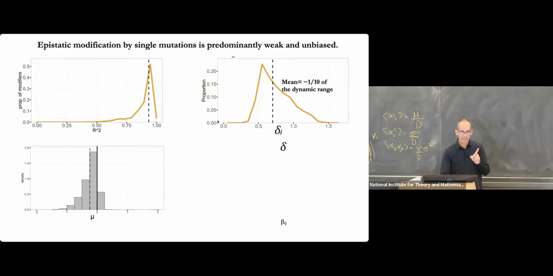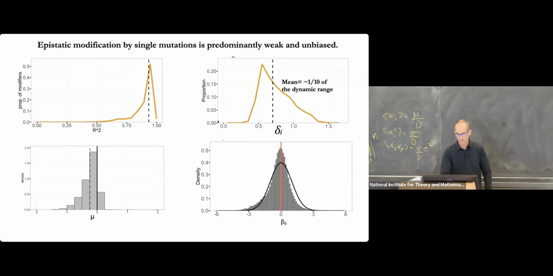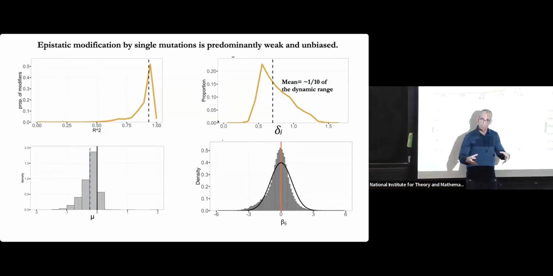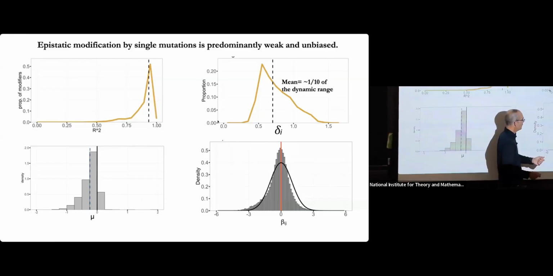Slight negative bias. Most modifiers are weak, and to the extent that they're modifying, they have a tendency to make other mutations worse, but not by a whole lot. And finally, here's the distribution of epistatic terms, the beta IJs.